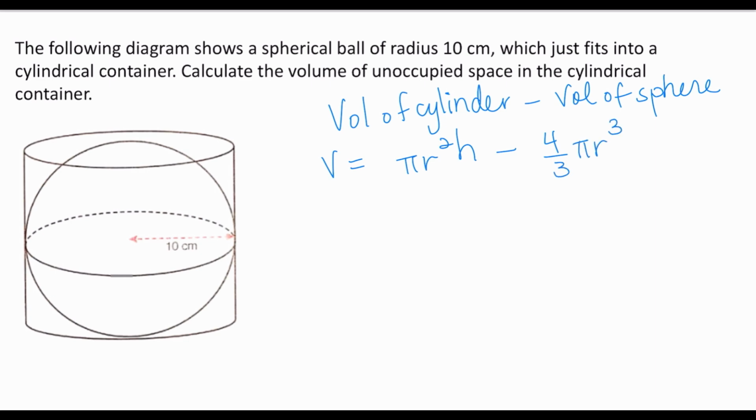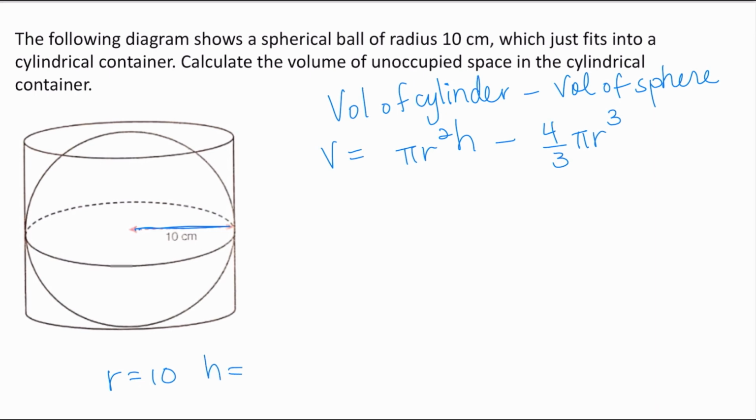Let's take a look to see if we have all the information that we need. For the first part, for the cylinder, I know the radius is 10, so that's good. And I have to figure out what would be the height of my cylinder. In the problem, they don't give me that much information, right? They basically just say that we have a spherical ball, but it fits into a cylindrical container.